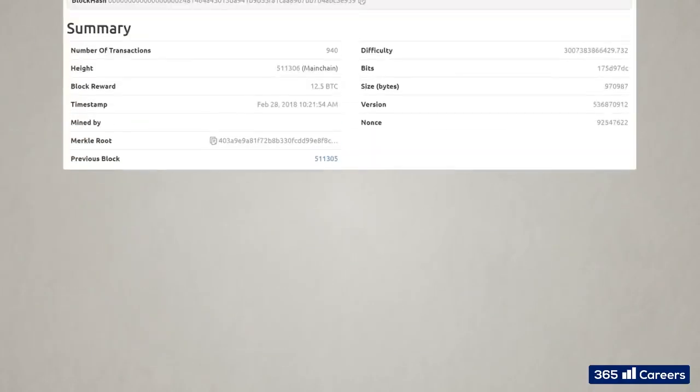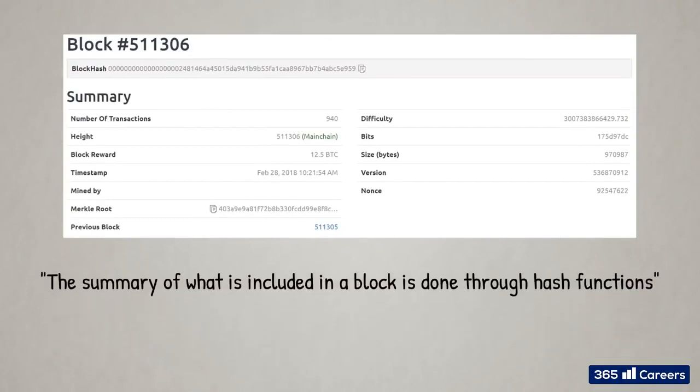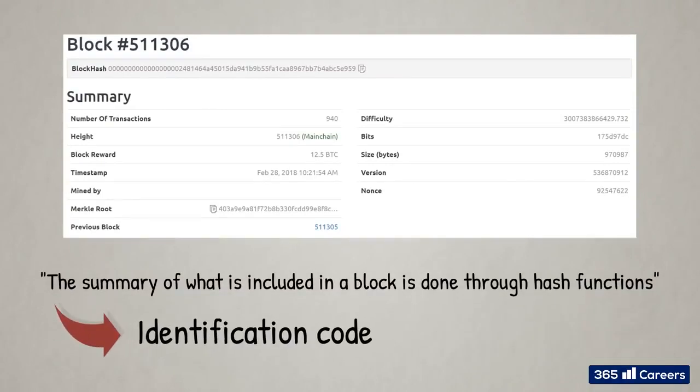The summaries of what's included in a given block are done through hash functions, which process data in such a way that results in a standardized unique identification code. This identification code is also referred to as a digital fingerprint. In this way, the system has a unique identifier for each block of transactions. Here are some examples of block headers as viewed in blockexplorer.com and blockchain.info.